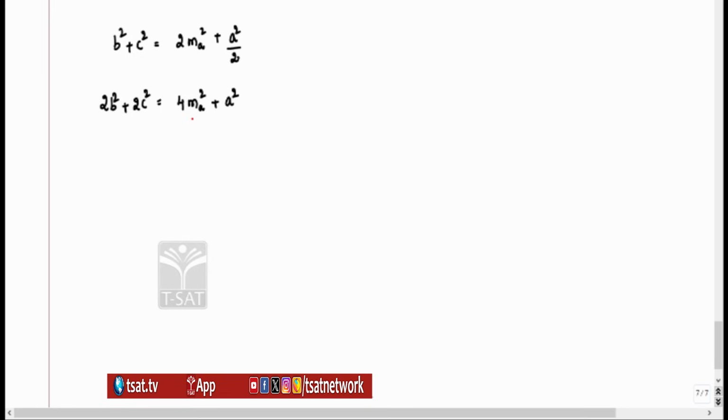From this, if you try to get ma, ma square is equal to 1/4 of 2 times b square plus 2 times c square minus a square. So the median with respect to side a is 1/2 under root of 2 into b square plus 2 into c square minus a square. This is the length of the median with respect to side a.